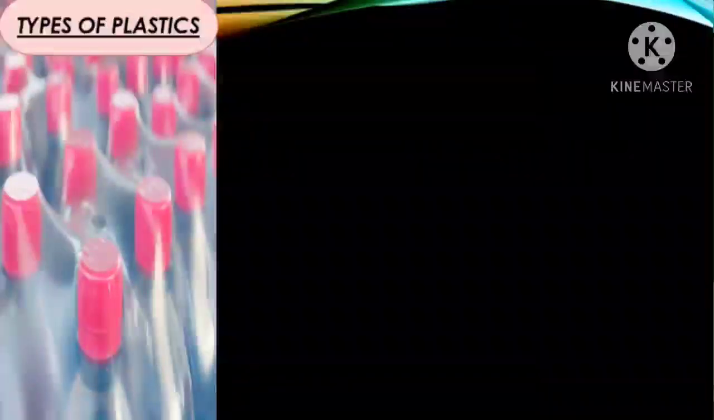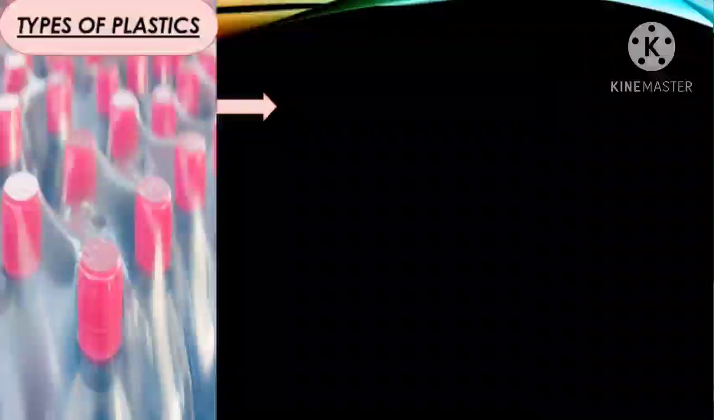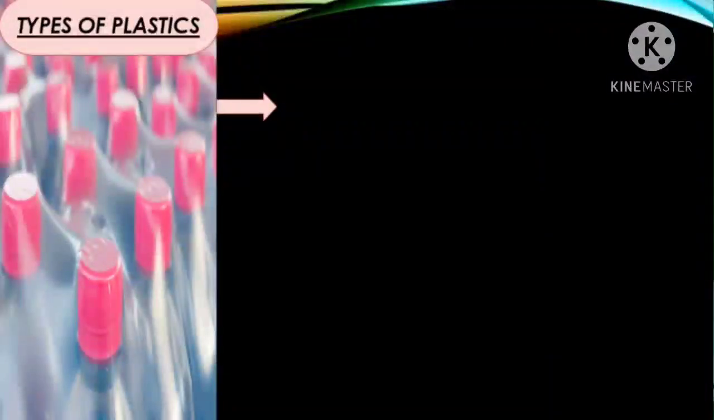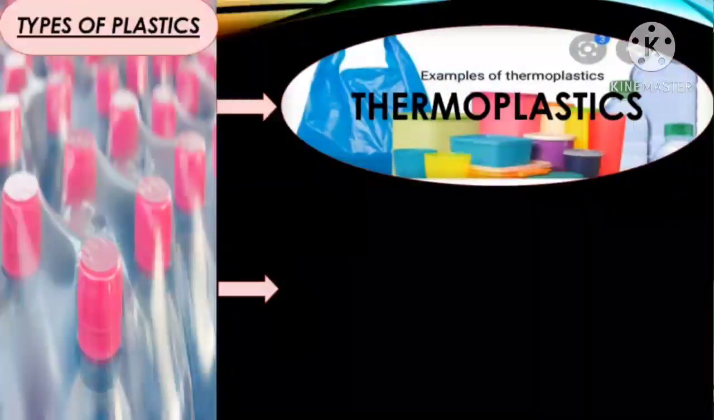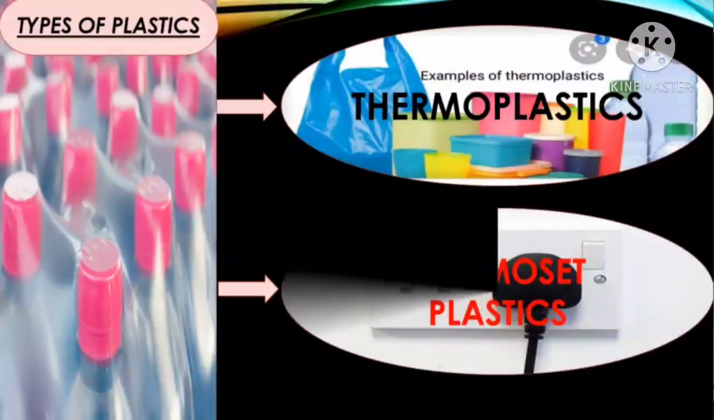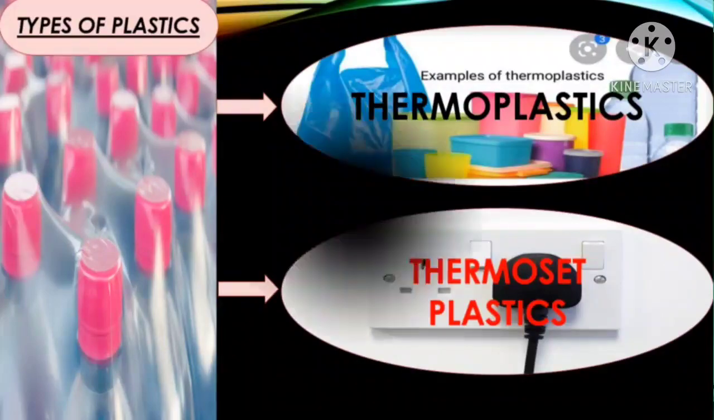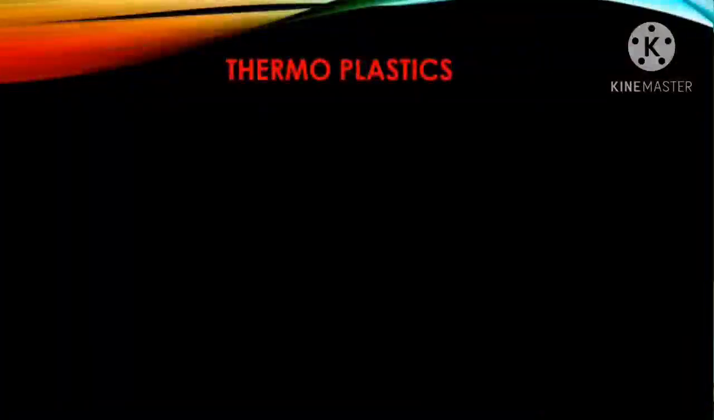Types of plastics. Basically, we are going to cover two types of plastic. They are thermoplastics and thermoset plastic. Thermoplastics.